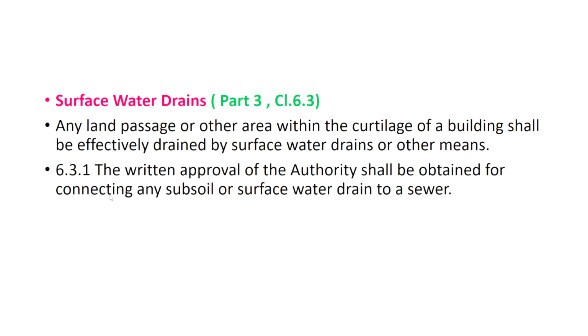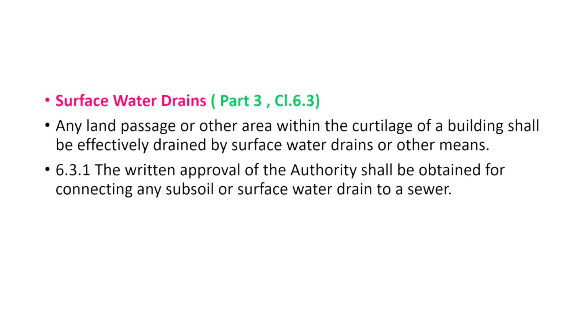Surface water drains. Again, we are required to have any type of land passage or other area within the curtilage of the building effectively drained by surface water drain. We have already seen earlier that many times we need to have that sewage plan or this open drain plan also, so that the surface water will be getting drained, that is also required. And again it specifies the written approval of the authority shall be obtained for connecting any subsoil or the surface water drain to a sewer.